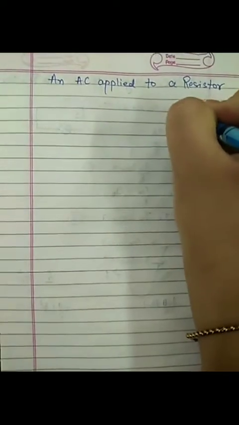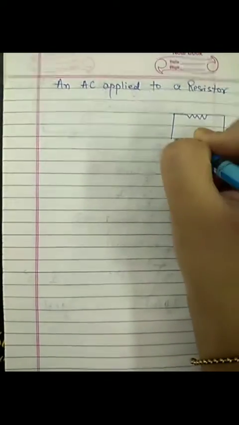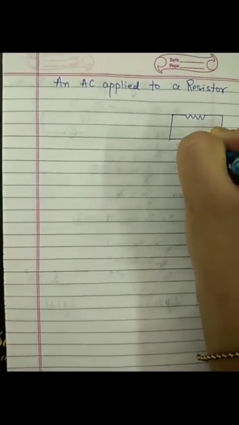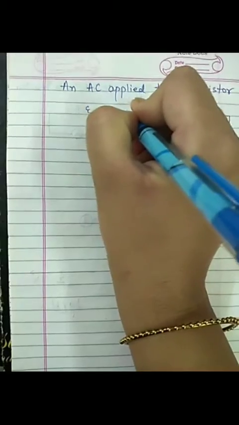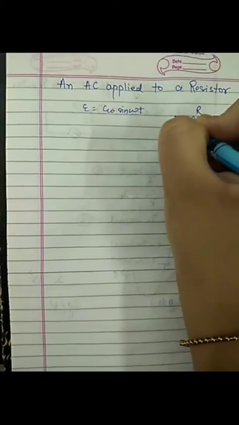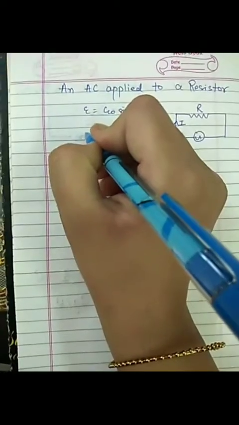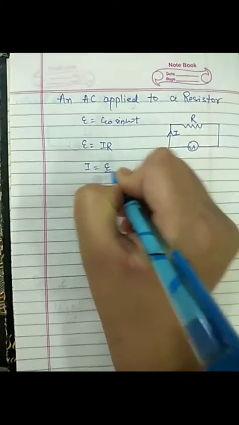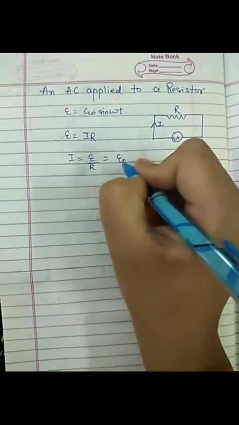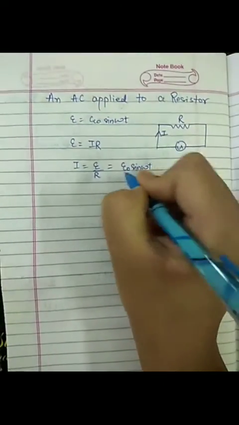An AC applied to a resistor. Consider a resistor connected with an AC source whose EMF is given by epsilon equals epsilon naught sine omega t. Let I be the instantaneous value of current through the circuit. So, epsilon equals IR, or we can say I is equal to epsilon upon R. Now substitute the value of epsilon, we will get epsilon naught sine omega t upon R.